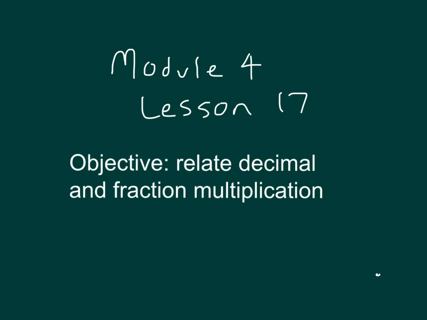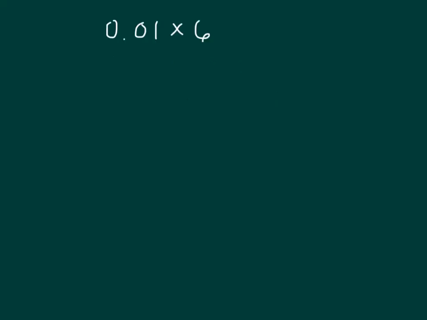Module 4, Lesson 17. Objective: relate decimal and fraction multiplication. Here's another problem. Here we have 0.01, also read as 1/100th times 6. Let's write that in fraction form as 1 over 100 times 6, or we would be thinking of 1/100th of 6.